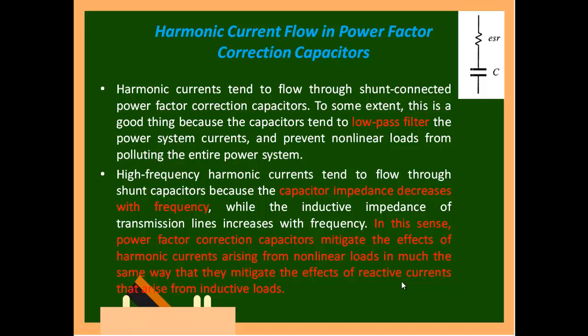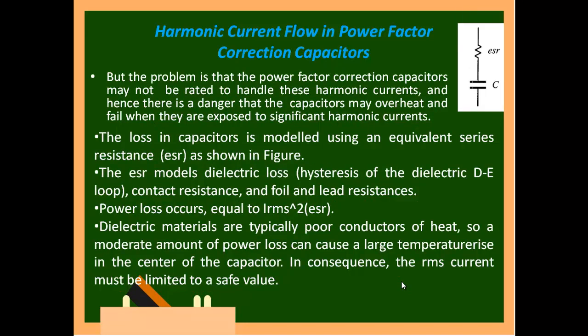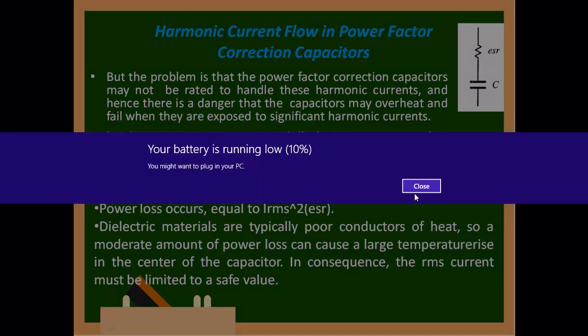So the currents are avoiding the path of inductance and trying to flow across this capacitance. Thereby the current increases in the capacitance. But the problem is that power factor correction capacitors may not be rated to handle these harmonic currents, and hence there is a danger that the capacitance may overheat and fail when exposed.